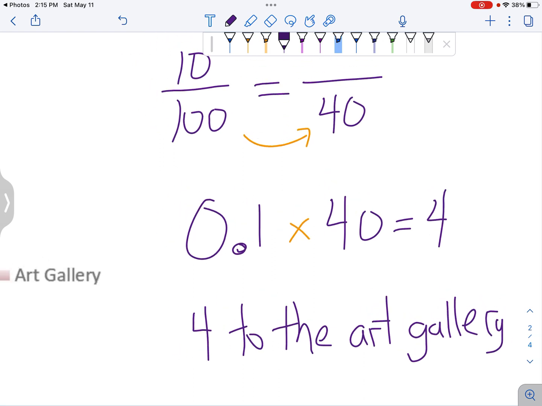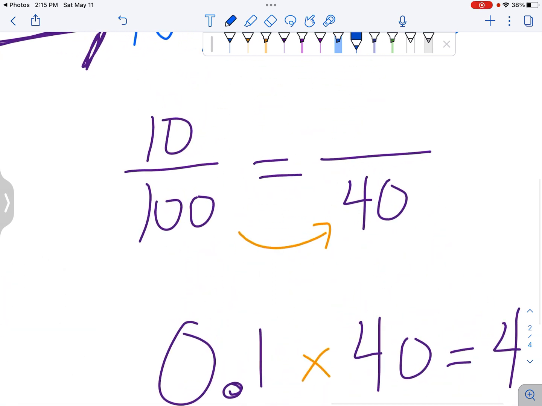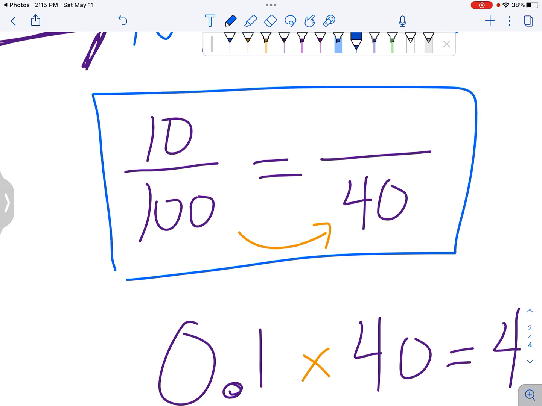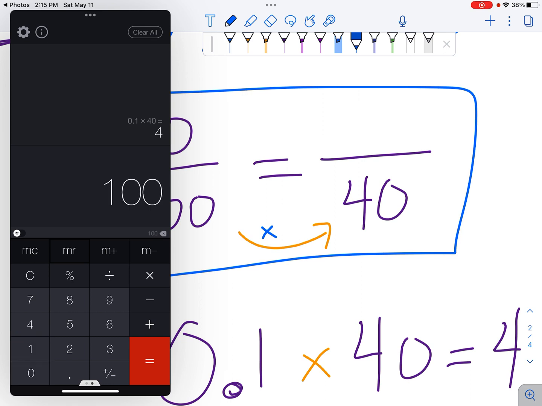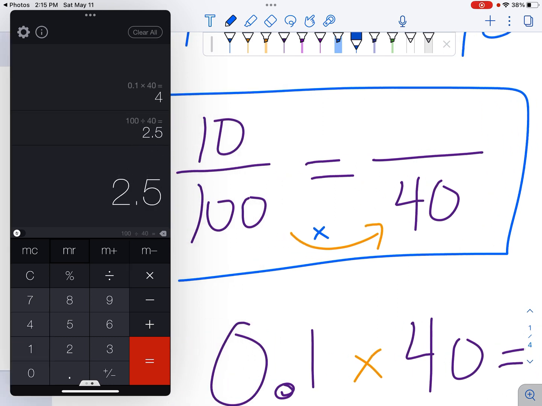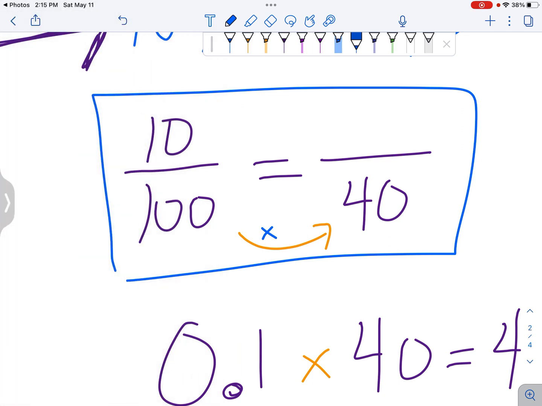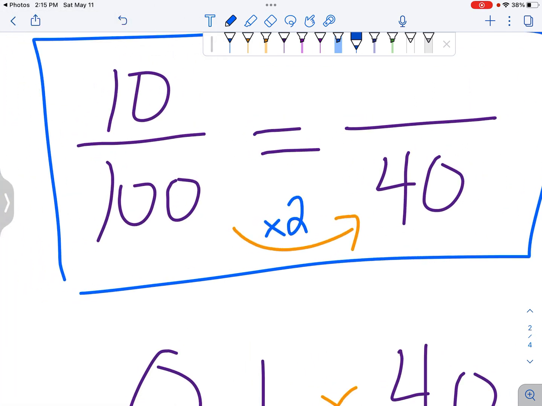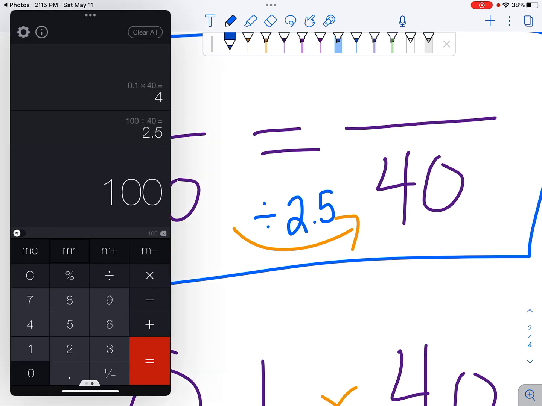Okay, I'm going to jump back up to this problem here where I said this is my favorite way to do this problem. If you don't know what to multiply by, we can divide 100 divided by 40. Those are the denominators, and I get 2.5. It doesn't look quite right though, does it? Yeah, that doesn't look right. So 100 times 2.5 isn't 40, but what if we divide by 2.5? 100 divided by 2.5. Oh yeah, that gets us to 40.